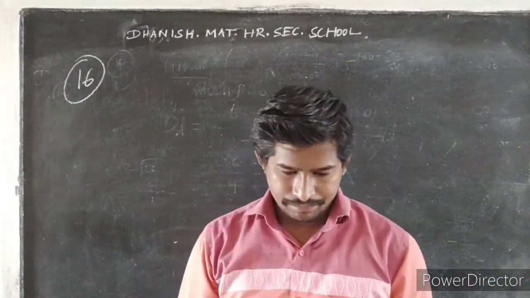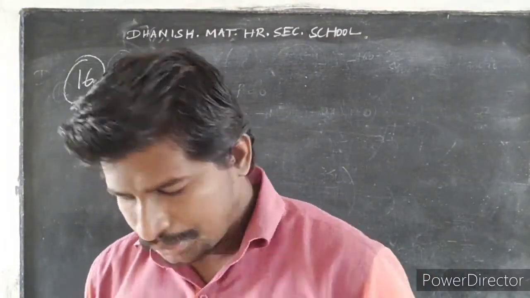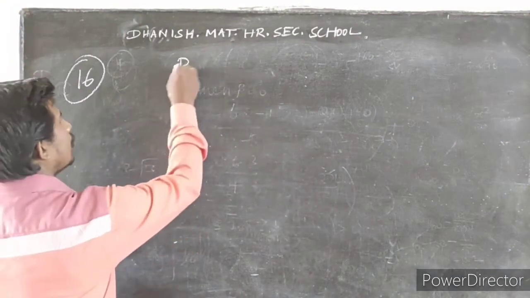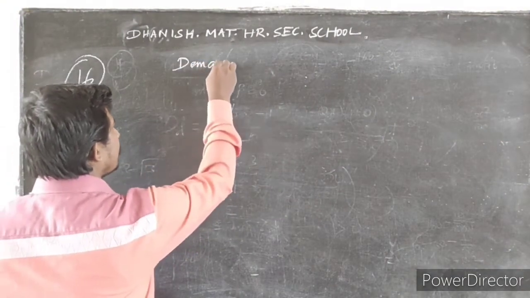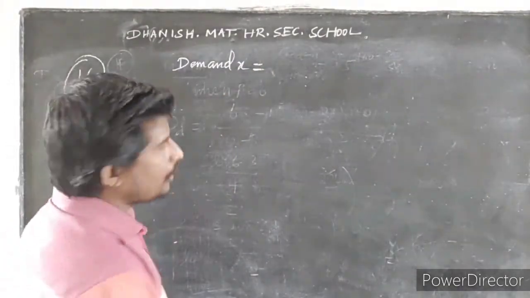Equilibrium quantity. For the following functions, demand x equal to, here our demand x equal to 100 minus 2p.